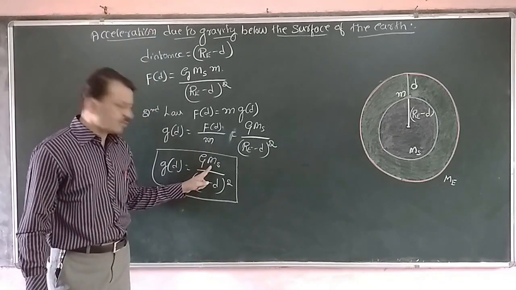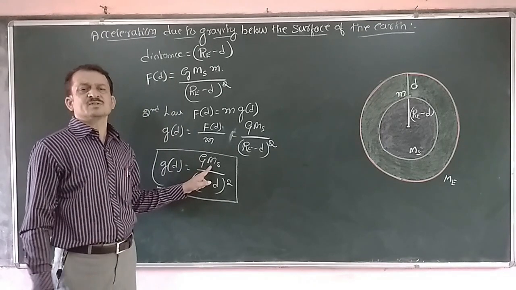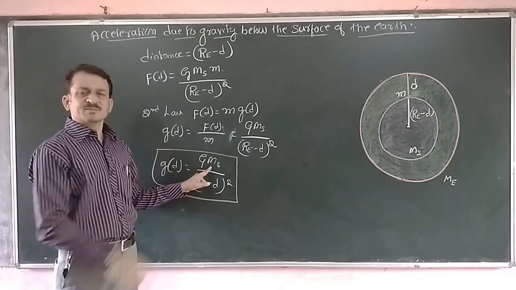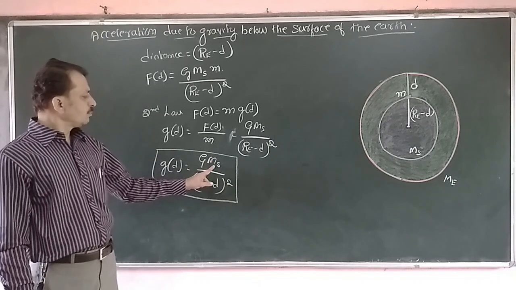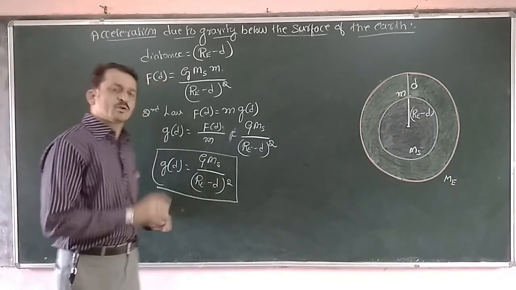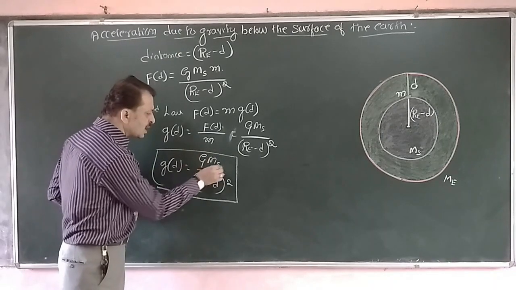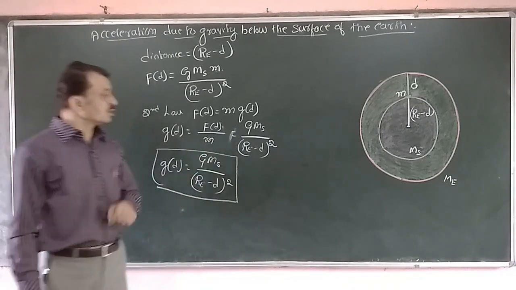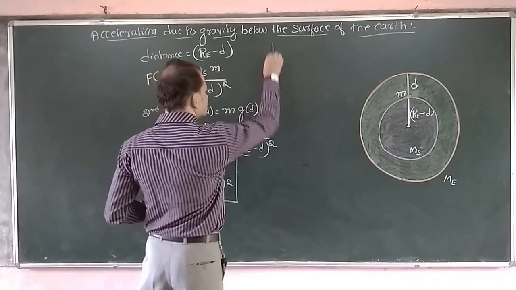But we don't know the value of Ms, the mass of the inner sphere. We know the mass of the earth, but we don't know Ms. Therefore, we have to replace this mass Ms by the mass of the earth. How can you replace that one? That is one more important concept.